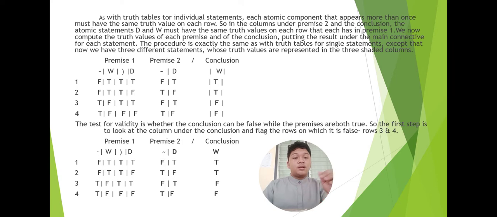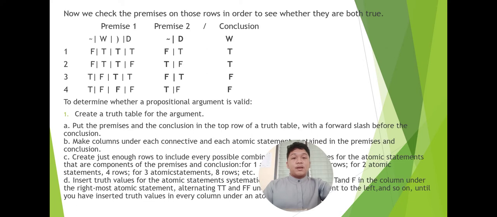So, false, false, then true and false. Then false, true, and true, true. So, they follow one another with regards to the rows here at the conclusion. So, TT and FF. Now we check the premises on those rows in order to see whether they are both true. So, we check whether the argument that was released is really true.